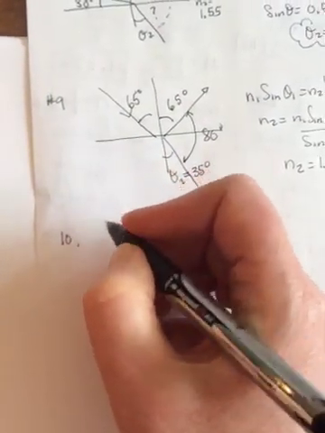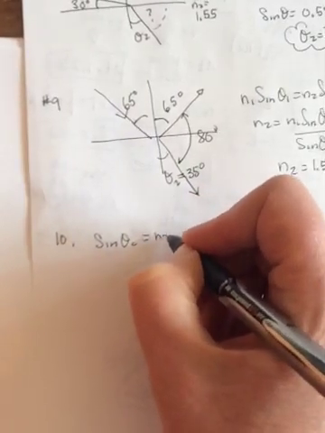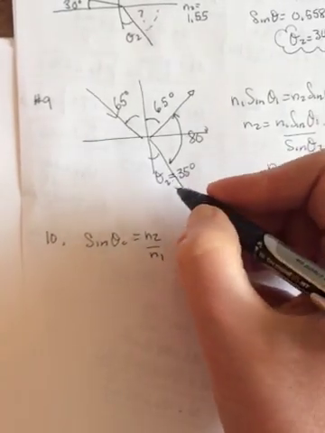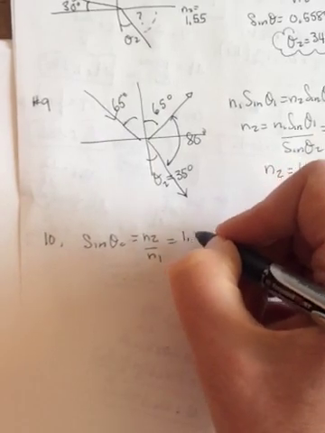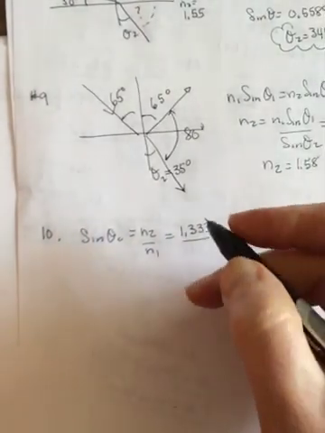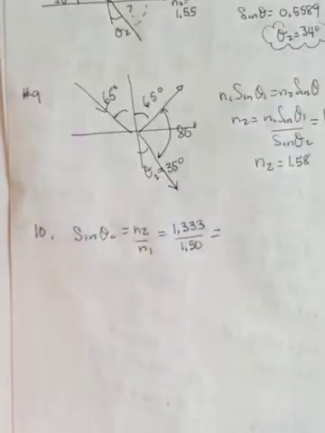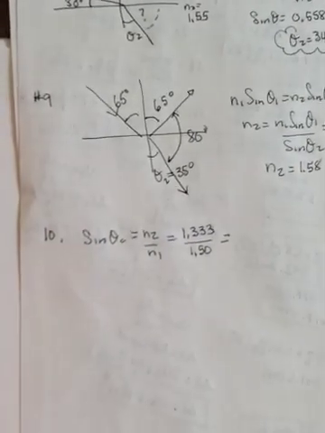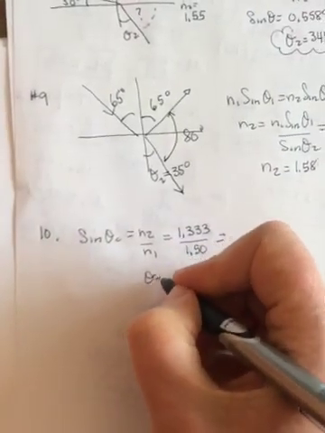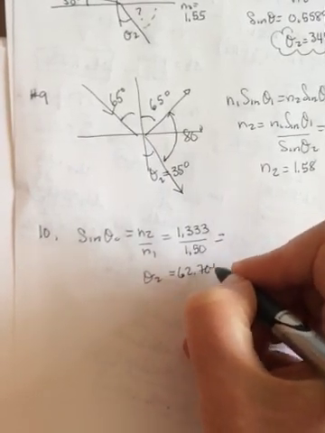Number 10. What is the critical angle? Sine theta c equals N2 over N1. What is the critical angle for light traveling from glass into water? Water is your second one, 1.333, and it tells us in the question that the glass is 1.5. And when you do this, I don't have it here in front of me, but I have the answer of 62.706 degrees.